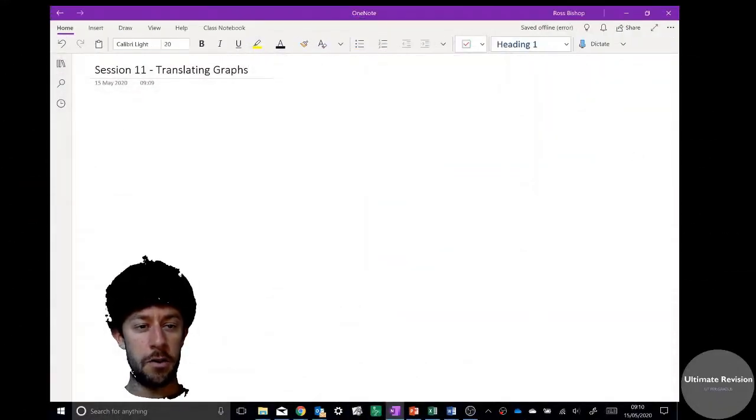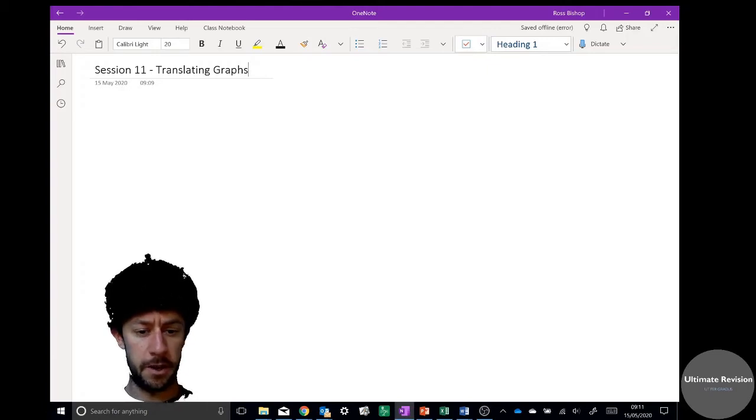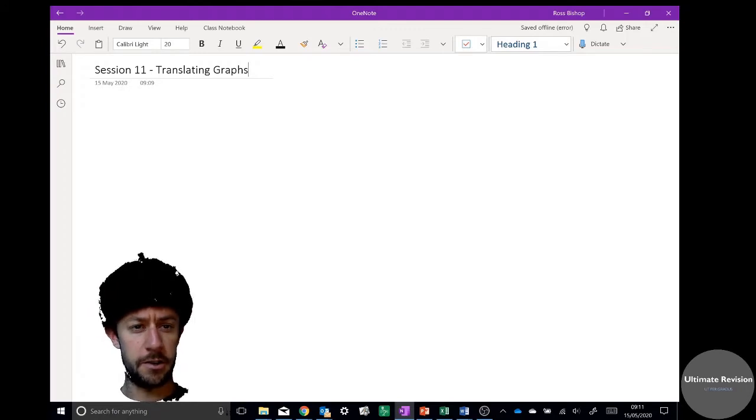Okay, guys, welcome to session 11. Carrying on with graphs in session 11, we're looking at translating graphs. Another fairly big topic when you hit A level, so hopefully this will help. You would have seen a bit of it at GCSE, but maybe not all of it, so there could be a bit of new stuff today. Okay, let's get cracking straight in.